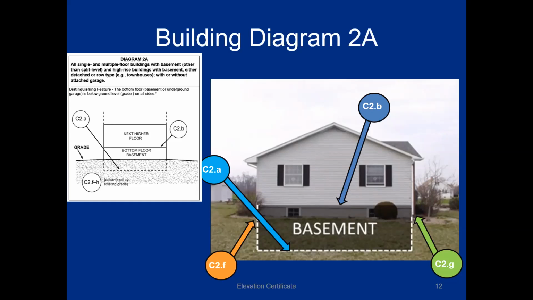But anyway, building diagram 2A is your basic construction with a basement. And like I said before about basements, the bottom floor is below ground level on all sides, making it by definition a basement.